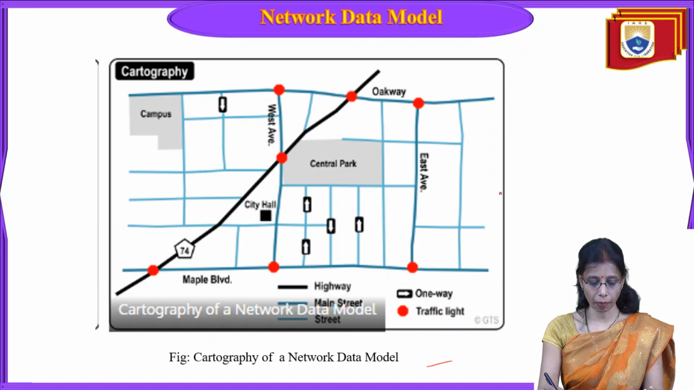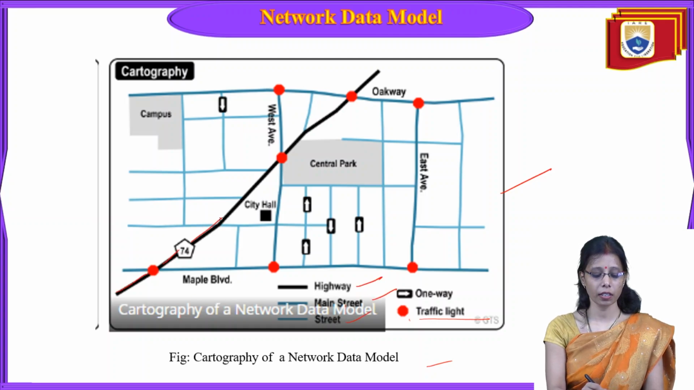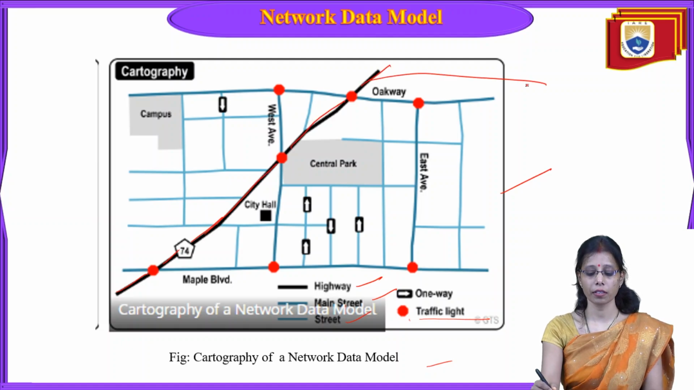Suppose this is a map given by the cartographer. In cartography, whatever features are present in an area will be present in that map. For example, here you can see the legend box, one way, and here traffic light. You can see the thick line here, it is a highway, main street, and the street. This thick line you can see here is highway 74, it is written here.